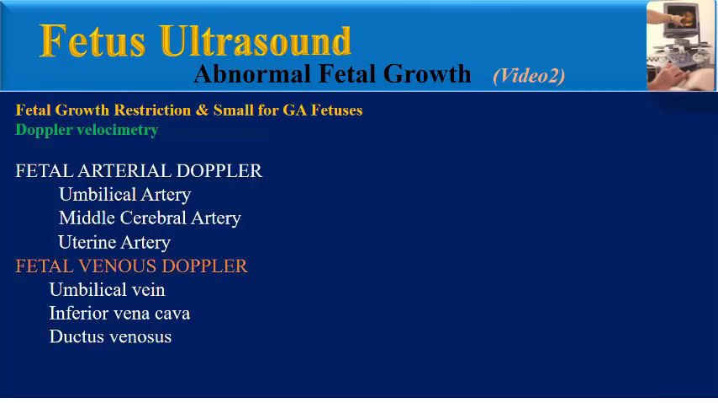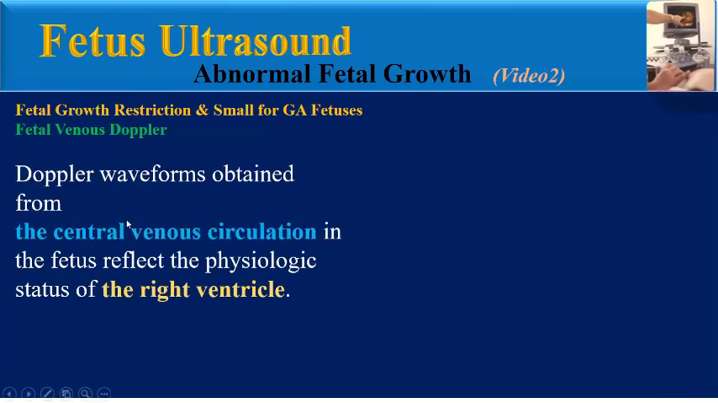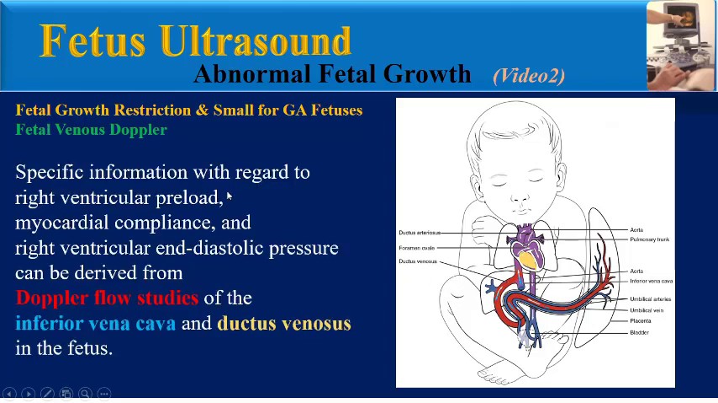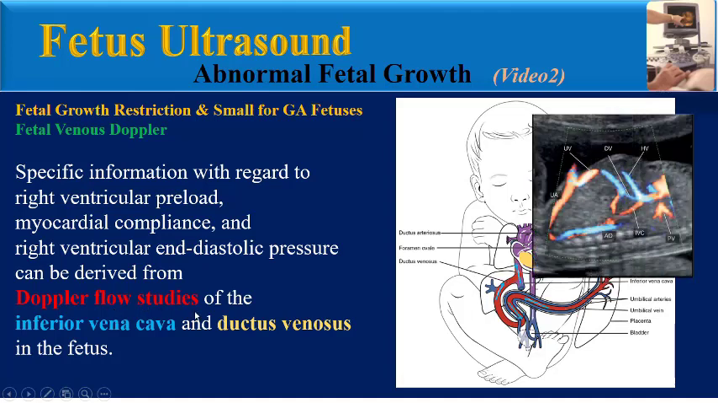Now, fetal venous Doppler. Doppler waveforms obtained from central venous circulation in the fetus reflect the physiologic status of the right ventricle. Specific information with regard to right ventricular preload, myocardial compliance, and right ventricular end-diastolic pressure can be derived from Doppler flow studies of the inferior vena cava and ductus venosus in the fetus.